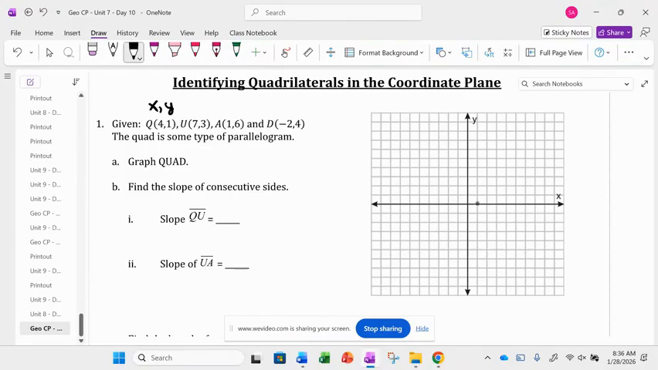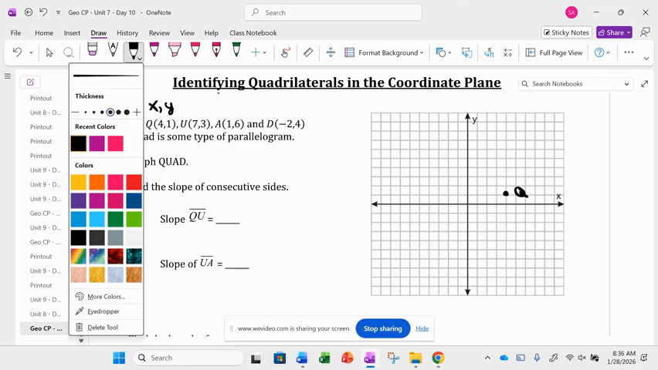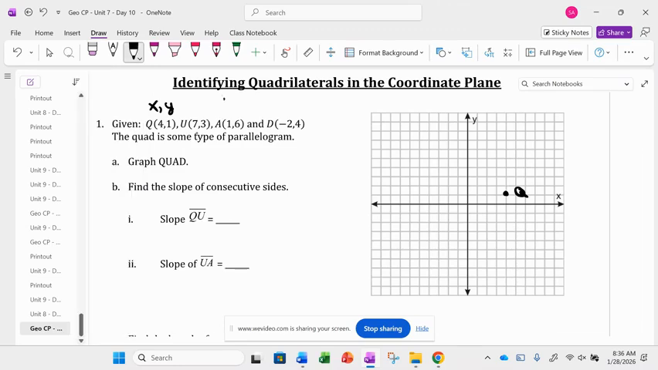So I go over to the right 4: 1, 2, 3, 4, and then up 1. I'm going to label this with Q. And now we're going to plot the remaining 3 points. Point U is the point (7, 3). So I walk over 7 to the right: 1, 2, 3, 4, 5, 6, 7. And then up 3: 1, 2, 3.